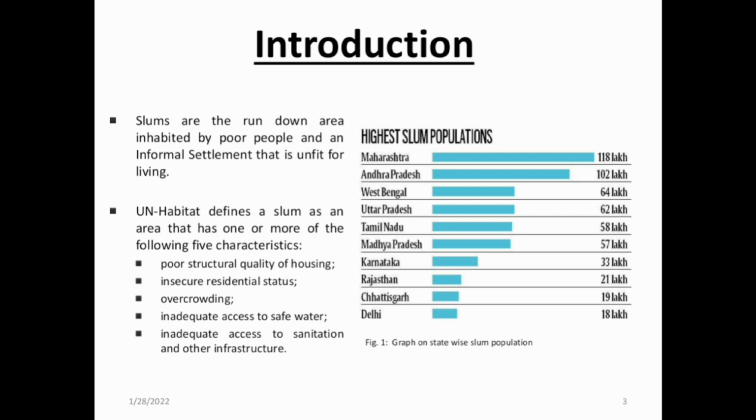The graph shows the top 10 states with highest slum population in the country, in which Maharashtra is at the top. Below given are some characteristics of a slum defined by UN Habitat, that includes poor structural quality of housing, insecure residential status, that is insecure ownership of house, overcrowding, inadequate access to safe drinking water, inadequate access to sanitation and other infrastructure.